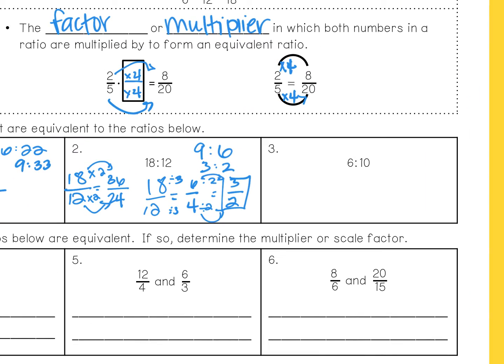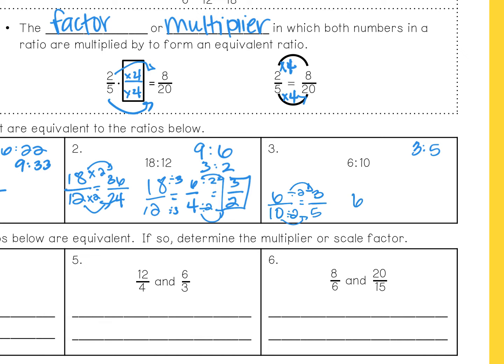On number 3, I have 6 to 10. And when I write that as a fraction, I know that I can divide both of my numbers by 2 because they are even. 6 divided by 2 is 3. And if I do it to the top, then I have to do it to the bottom. 10 divided by 2 is 5. So my second ratio is 3 to 5.